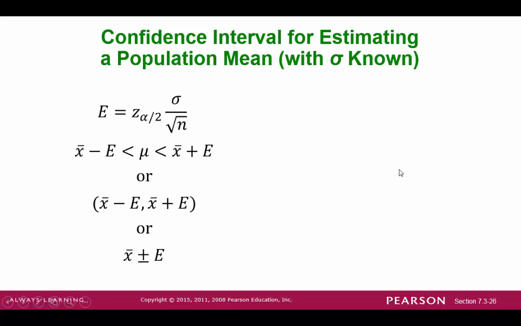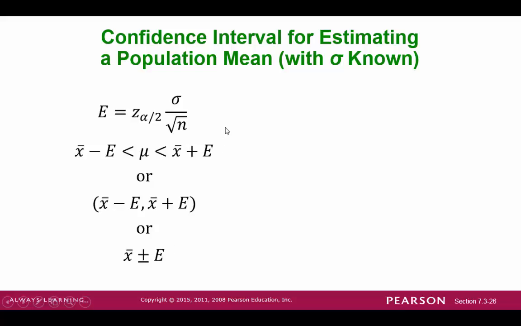To find the confidence intervals, we'll use our margin of error of z sub alpha over 2 times sigma over square root of n. So notice the slight difference between this and when using the student t distribution. Here sigma is known, and when sigma is known, we're going to go back and use the z score, the z sub alpha over 2, or the z critical point. And then the setup for the interval is generally the same.